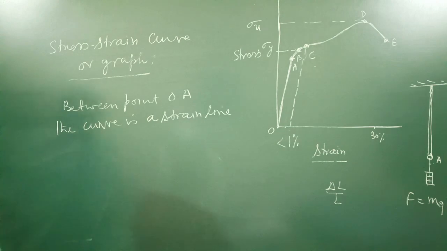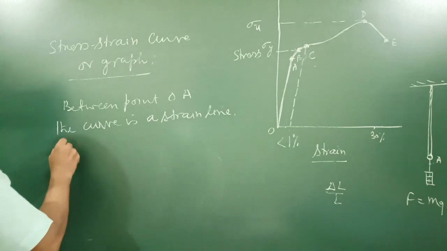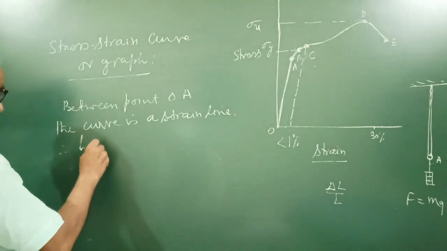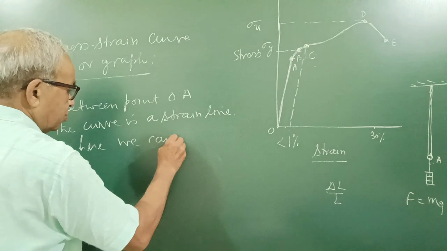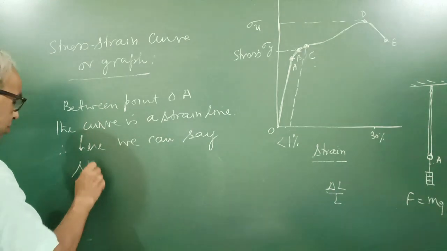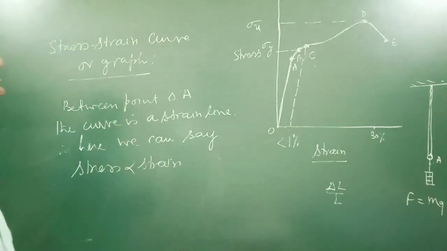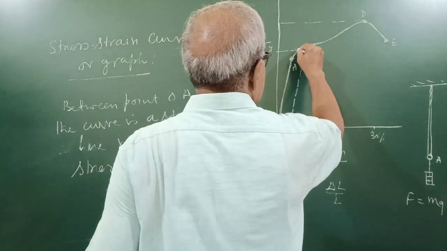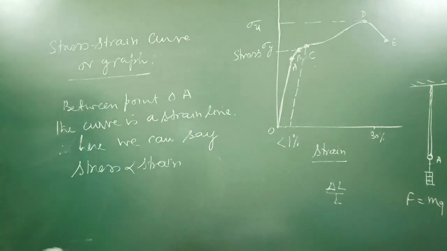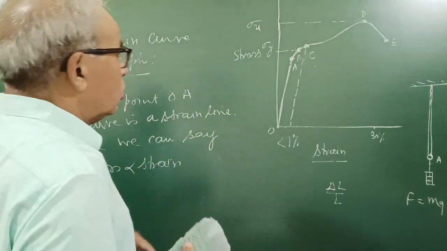And hence, here we can say stress is proportional to strain. Now there is point B where, between A and B, the graph is not a straight line and the stress produced does not follow proportionality.